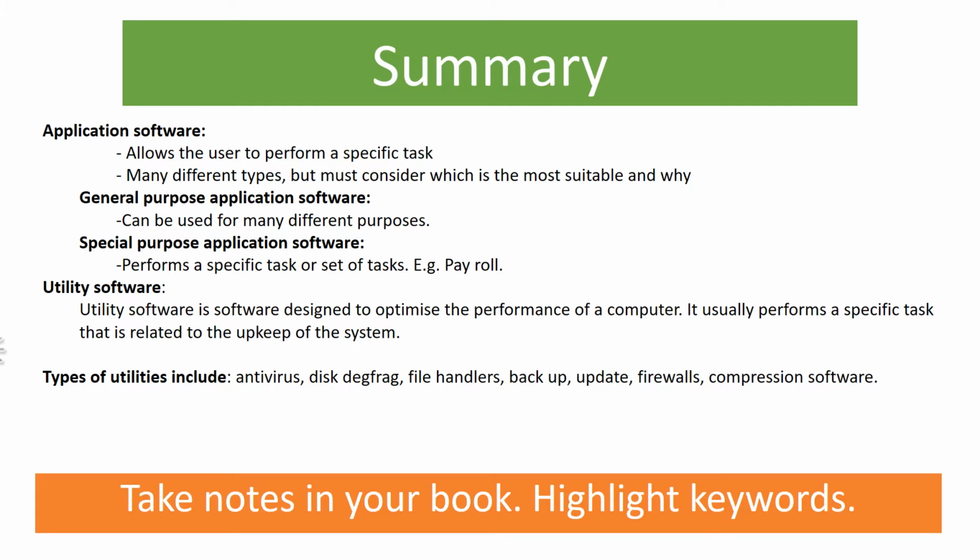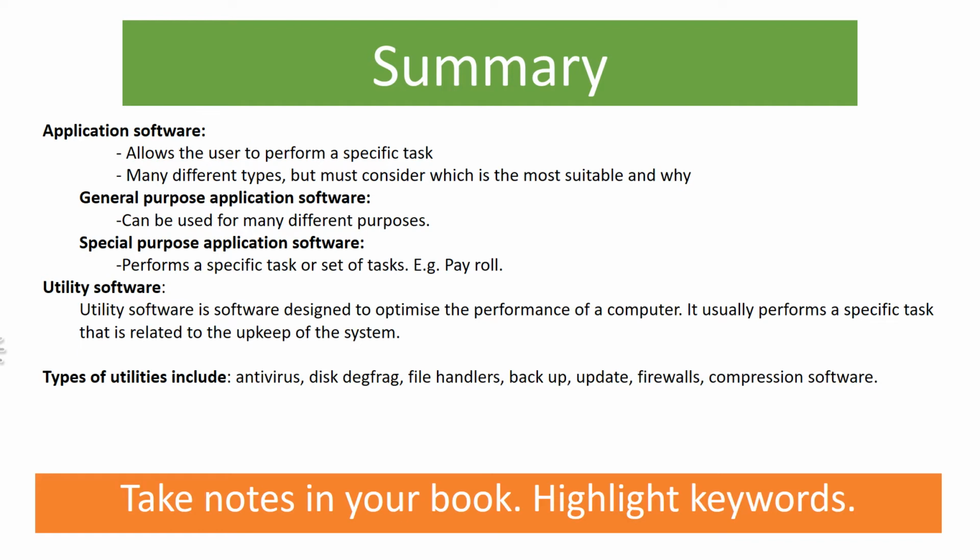So application software allows the user to actually perform a specific task. These are usually created for the user directly. They can be general purpose, so they can have many different purposes, or specific purpose where they perform one task, such as payroll. Utility software, however, is designed to optimize the performance of the computer.